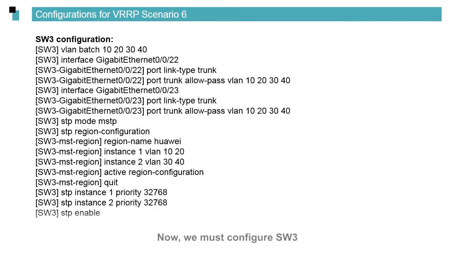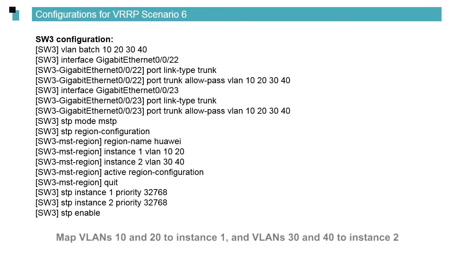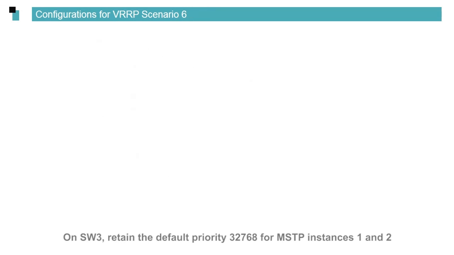Now, we must configure SW3. On SW3, create VLANs and add the interface to the VLANs. Then configure MSTP. Map VLANs 10 and 20 to instance 1 and VLANs 30 and 40 to instance 2. On SW3, retain the default priority 32768 for MSTP instances 1 and 2.